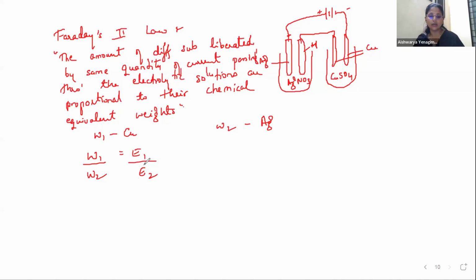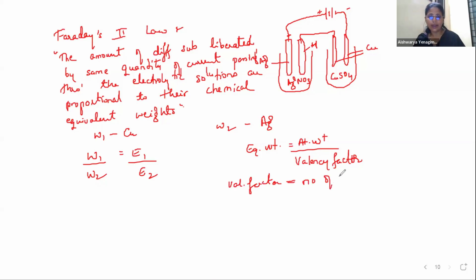So what question arises here? What's equivalent weight? We have already studied. Equivalent weight is nothing but the atomic weight divided by valency factor. Now, what is this valency factor? Valency factor is nothing but the number of electrons accepted by metal ion. Example, Zn plus 2 I have.